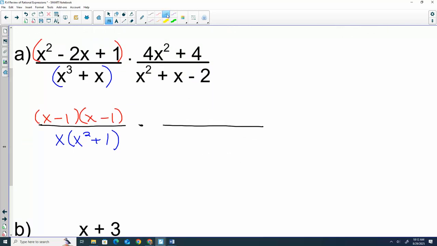Alright, let's look at the next one. 4x squared plus 4, what can we do? GCF. If it were a minus, we could do difference of squares. Because it's plus, we can't, but we do have a GCF of 4. What about the denominator? Multiply to negative 2, add to positive 1. What would that be?